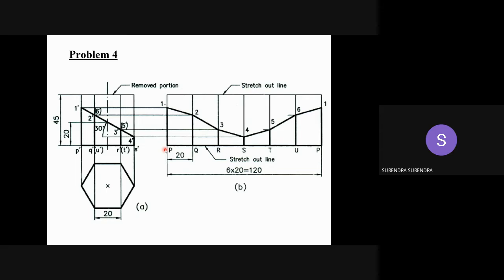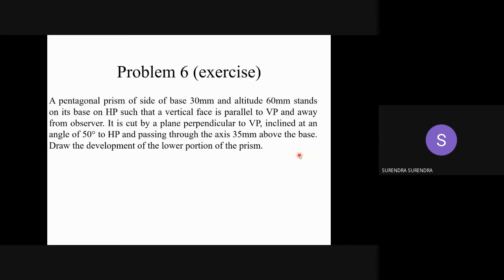So this is the way to develop the lateral surfaces of a prism when it is cut by a section plane. The main thing is you have to draw this figure. So drawing this figure only takes time. Developing is easier, a simple process. Next, I'm giving this problem 6 as an exercise. I'm not explaining it in class. Complete this.